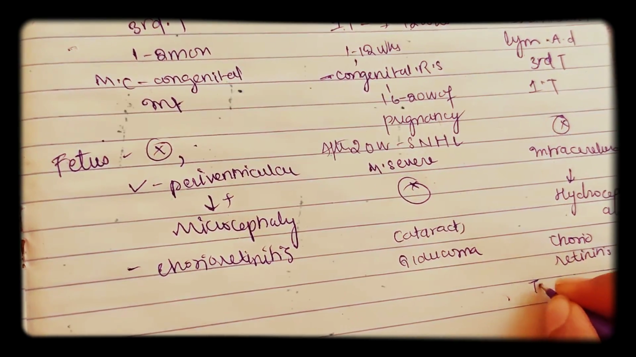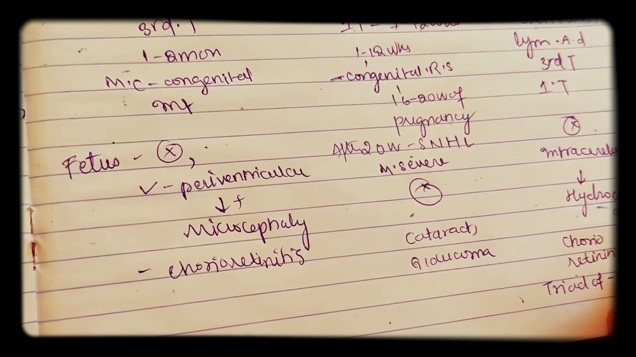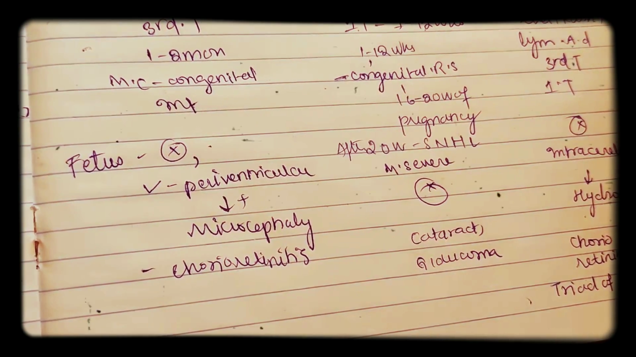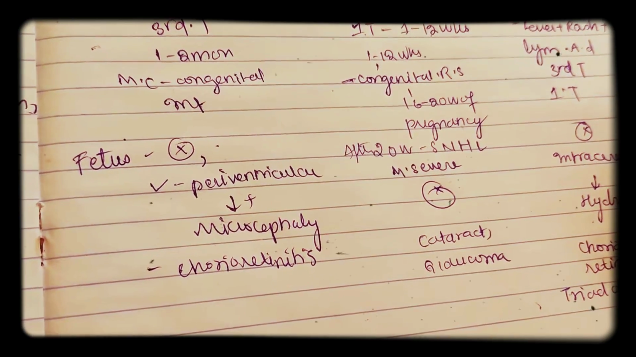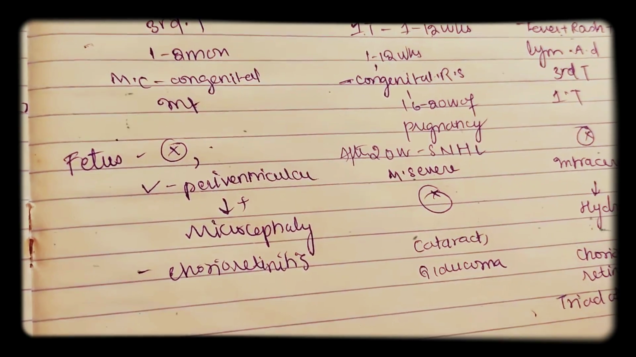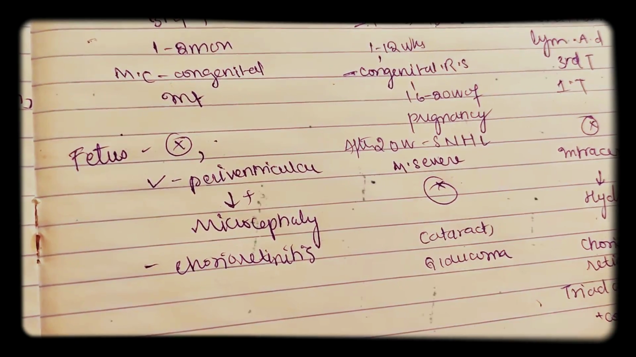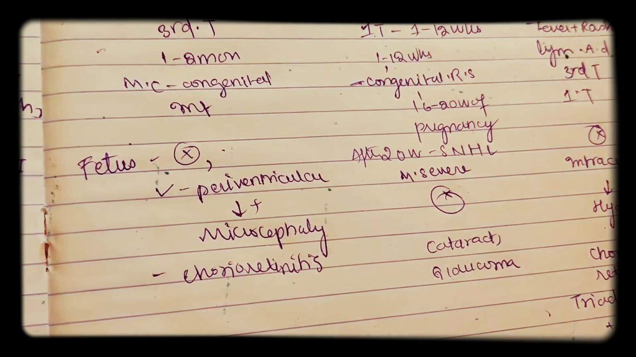and there is the triad of Toxoplasma, that is 1 plus 2 plus 3. 1 plus 2 plus 3 means just add intracerebral calcifications and hydrocephalus with chorioretinitis. These are called the triad of Toxoplasma, and you can also add convulsions to it. So these are all mainly seen in Toxoplasma gondii infection.